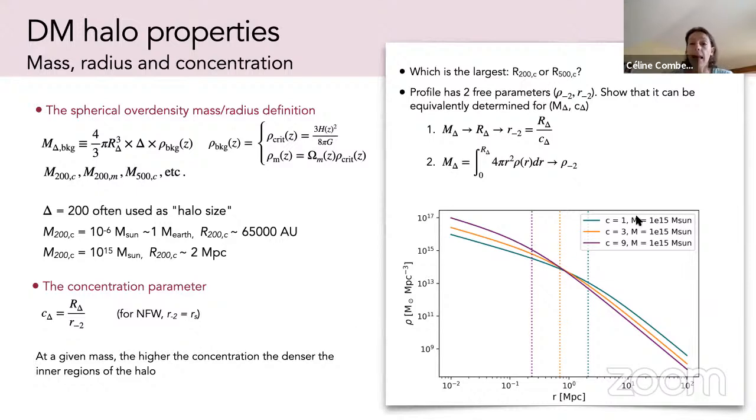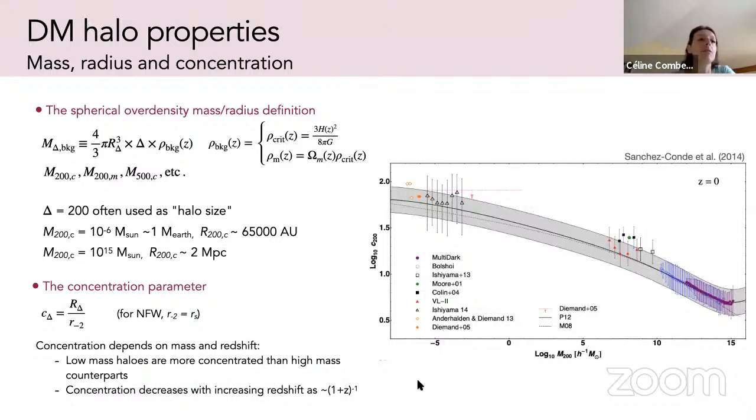But then, can I take anything for a concentration? Answer is no. There is a relation between mass and concentration. And here, this is from work from a few years ago by Miguel, where you have the mass of the halo as a function of their concentration, with results of various numerical simulations. And what you're seeing is the low mass halos are more concentrated than high mass ones.